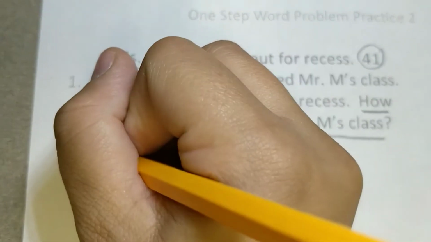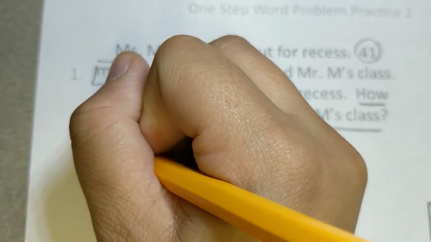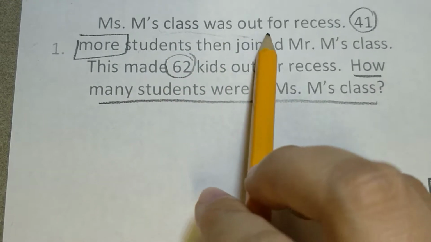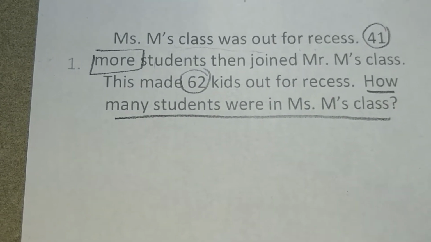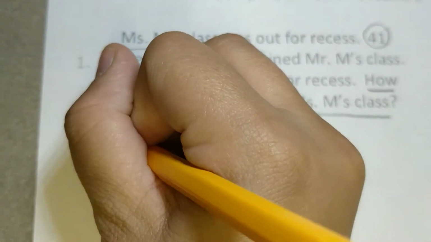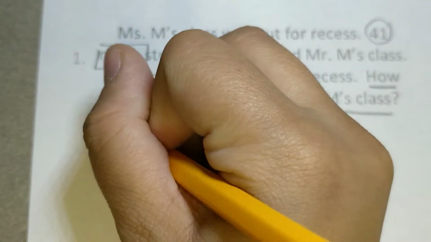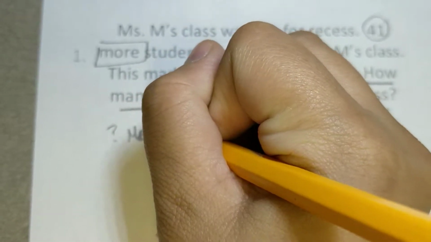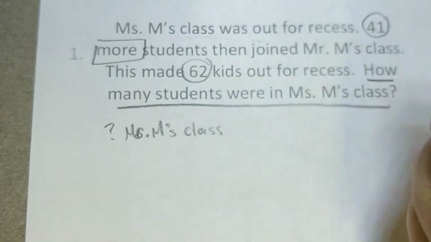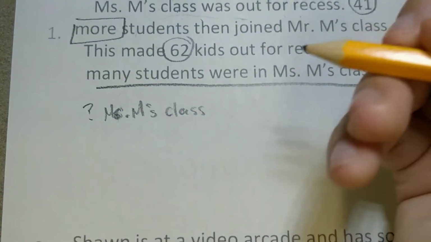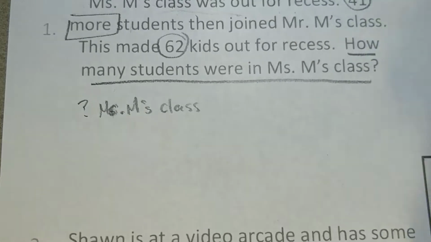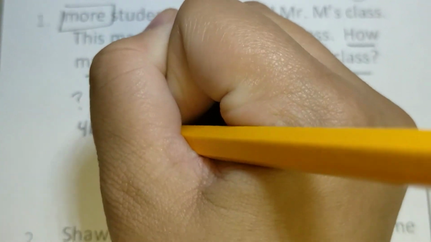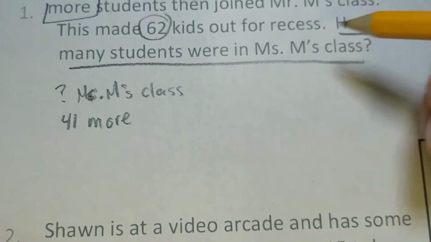Alright, then we evaluate our steps. So I'm going to take my notes. Our question does not tell us how many are in Mrs. M's class, by the way. So I'm going to put a question mark. So, Mrs. M's class. There's my notes. Let me fix that S. That is not a very nice S. Okay. That's 41 more joined, and 62 total.